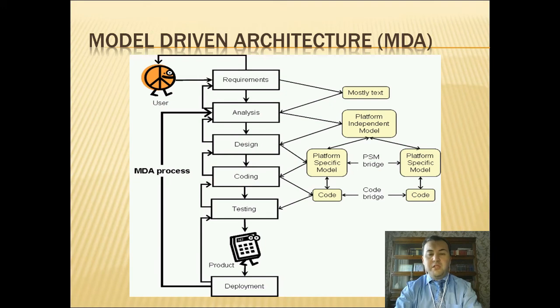A PIM is transformed into one or more PSMs. For each specific technology platform, a separate PSM is generated. Most of the systems today span several technologies. Therefore, it is common to have many PSMs with one PIM. The final step in the development is the transformation of each PSM to code. Because a PSM fits a technology rather closely, this transformation is relatively straightforward.